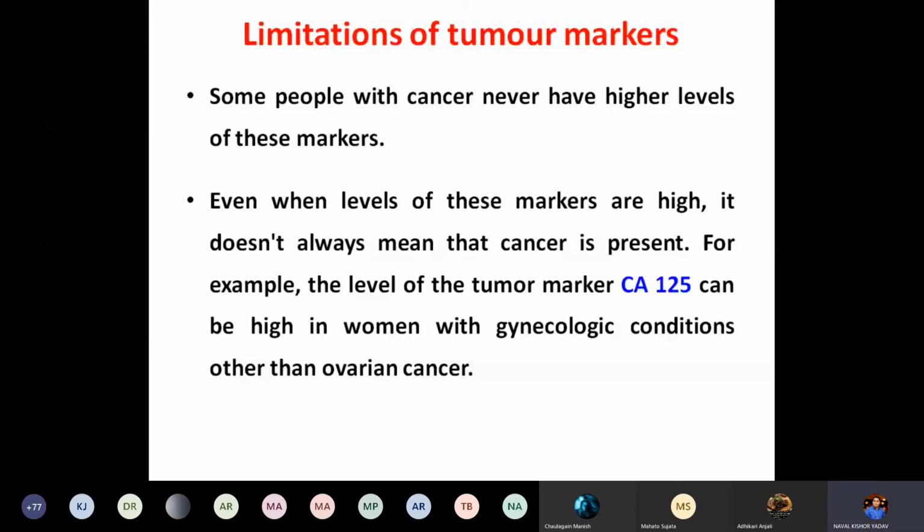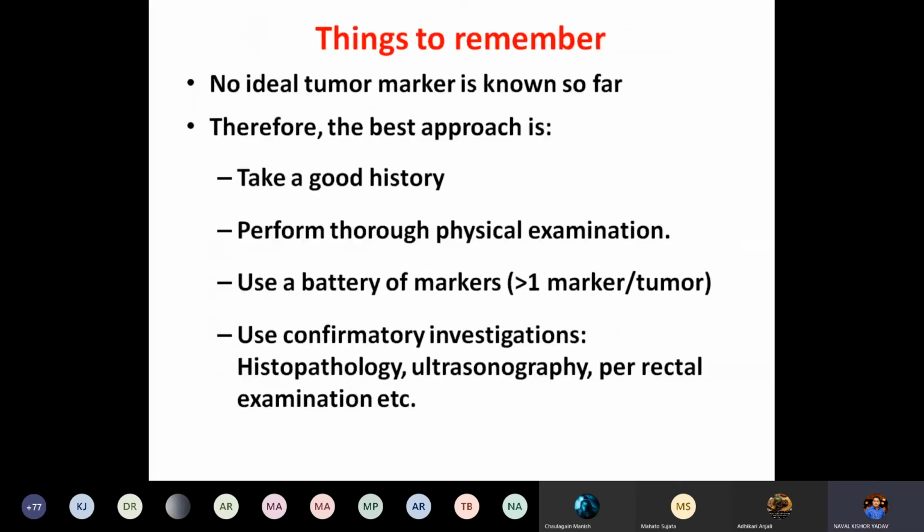So these are the few limitations as I have told. So what are the things you have to remember from this class? No ideal tumor marker is known so far. All the tumor markers have some limitations, advantages, disadvantages. So that's why no ideal tumor marker has been developed till date.